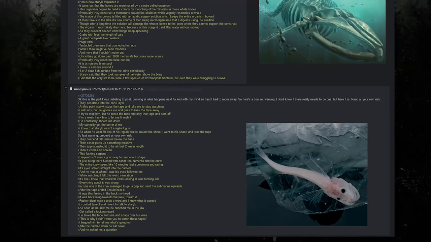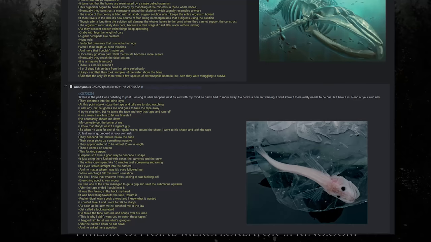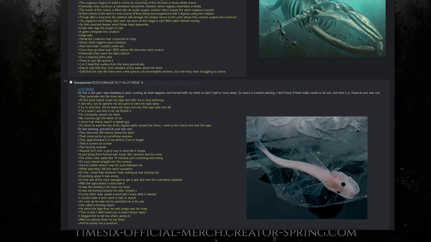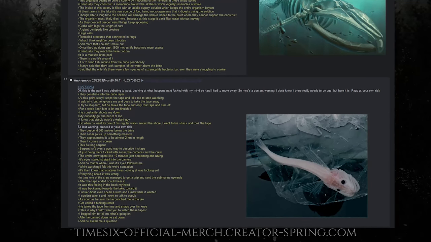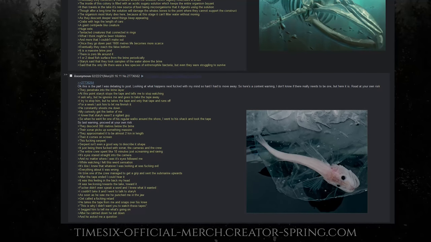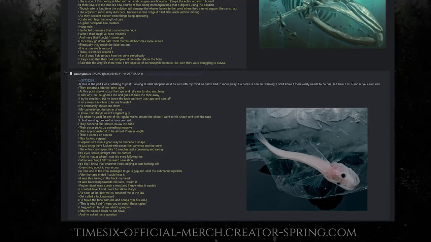They penetrate into the brine layer. At this point, Steik stops the tape and tells me to stop watching. I ask why, but he ignores me and goes to take the tape away. I try to stop him, but he takes the tape, and only that tape, and runs off.